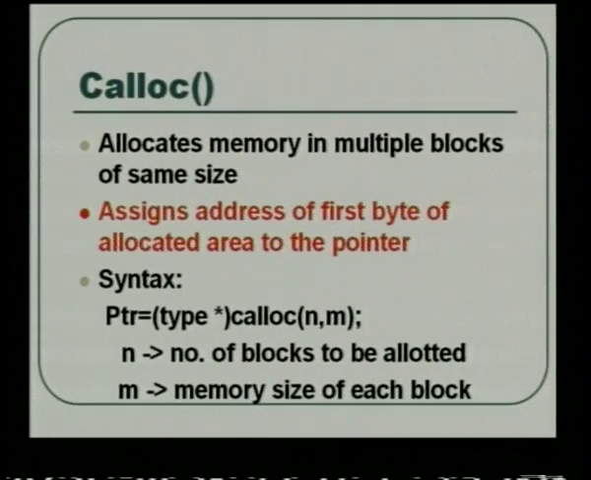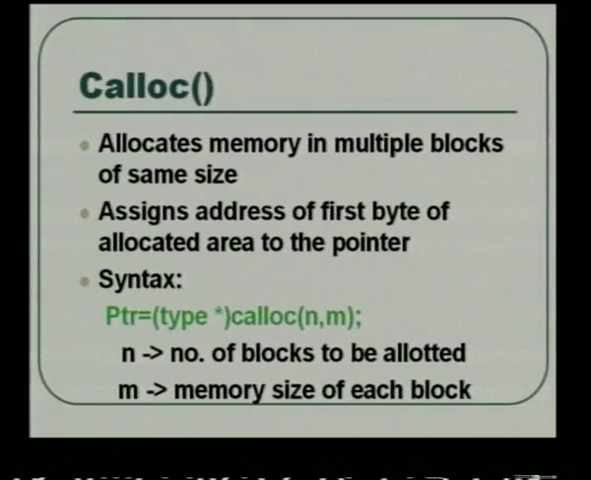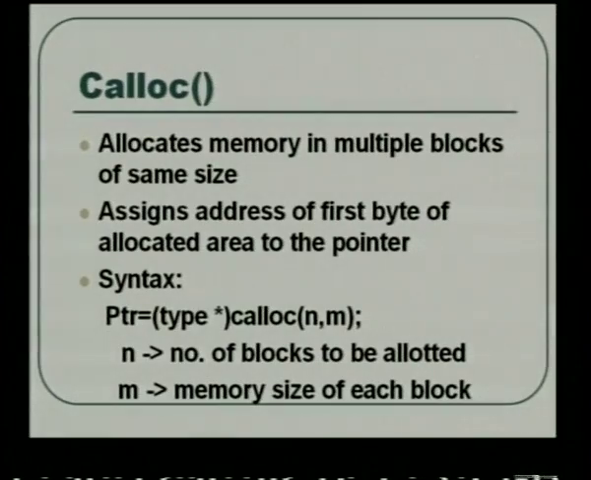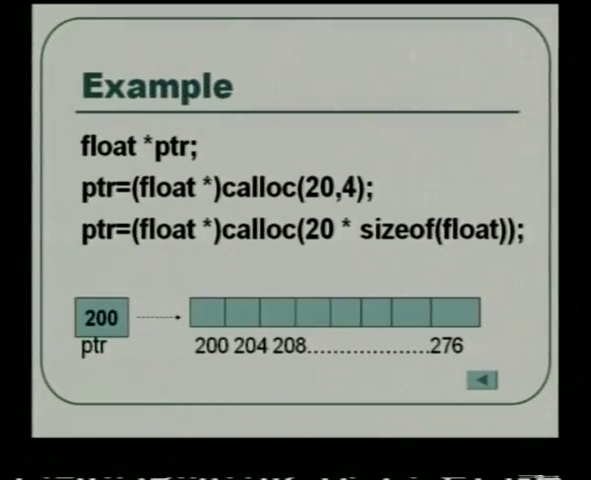It assigns the address of the first byte of the allocated area to the pointer. So, though 20 bytes are allocated, the pointer only holds the address of the first byte of the first block, and the blocks will be continuously stored in memory. The syntax is the same, only instead of malloc you use the calloc function, and within calloc you have two arguments. One is n, which shows the number of blocks to be allocated, and m is the memory size of each block. As I said, it can be 5 blocks of 4 bytes or 4 blocks of 5 bytes. So, n determines the number of blocks, m determines the size of each block. We will see that with an example.